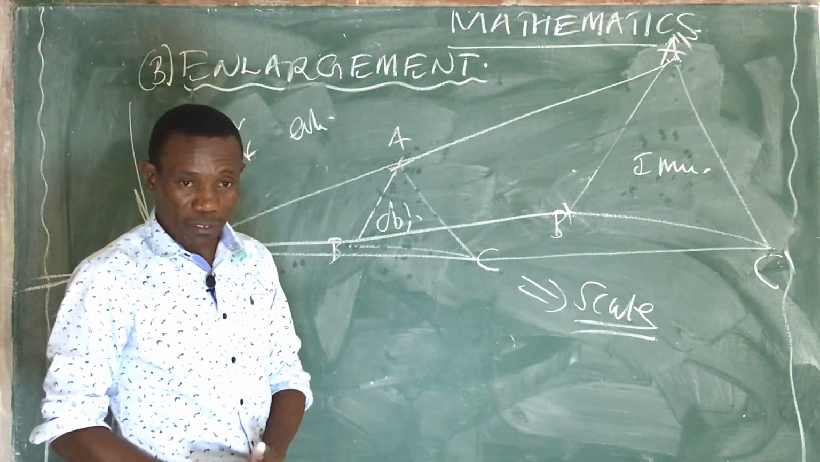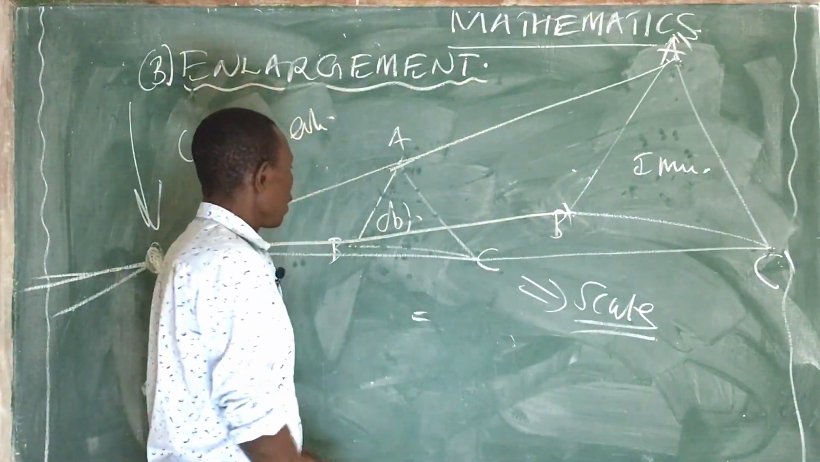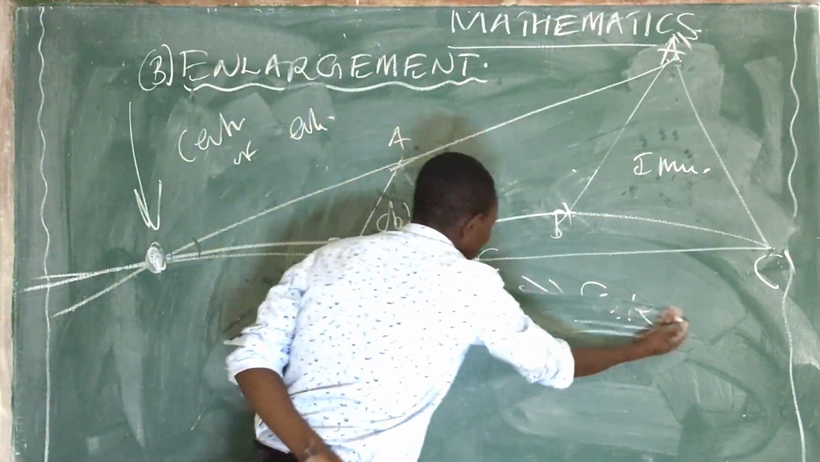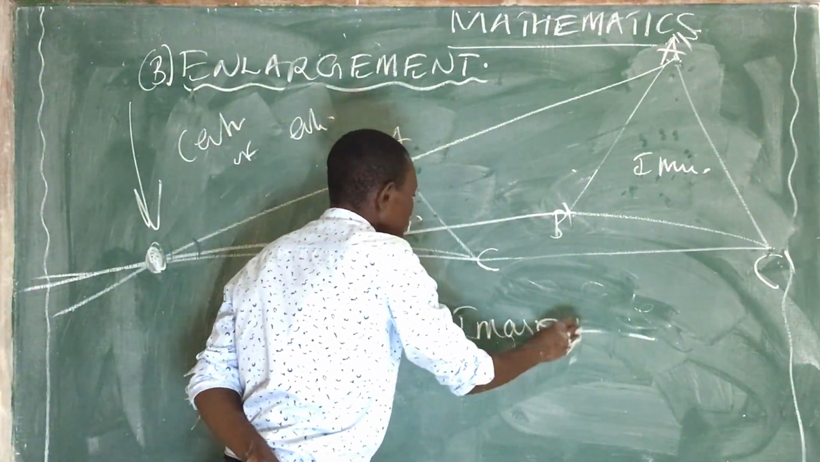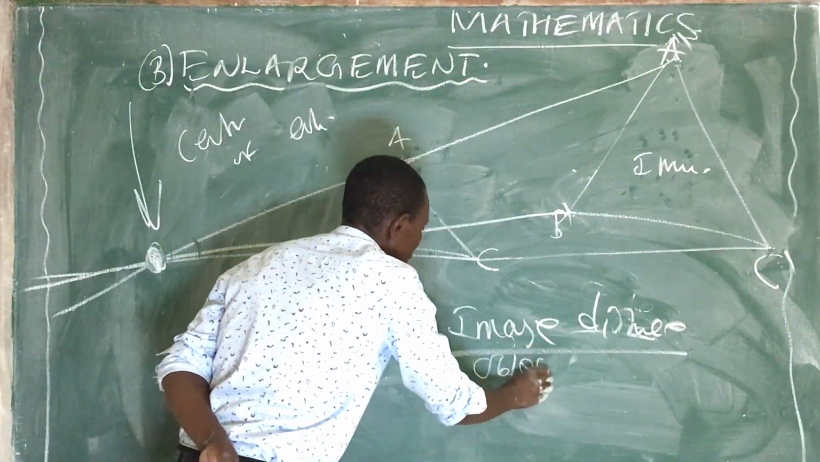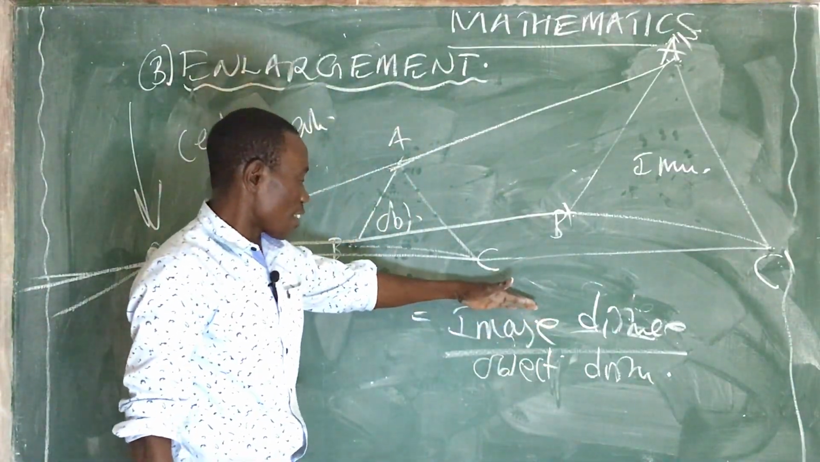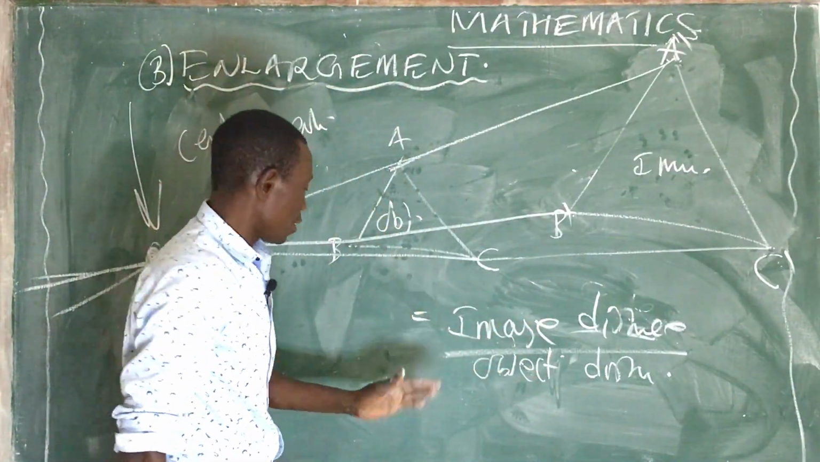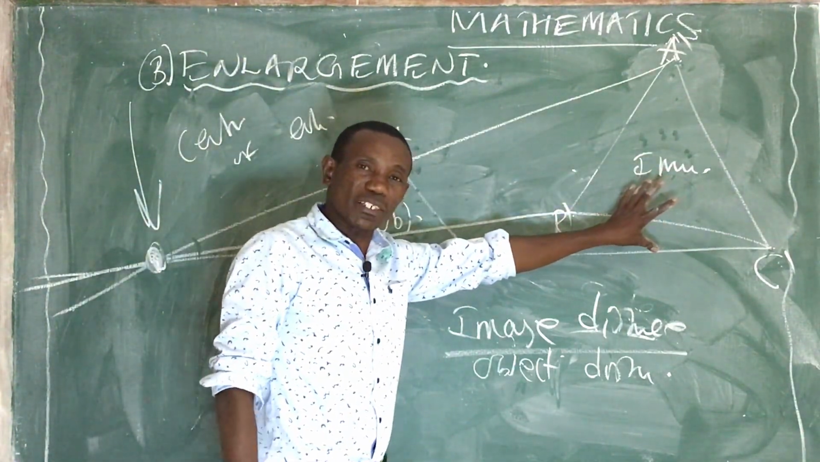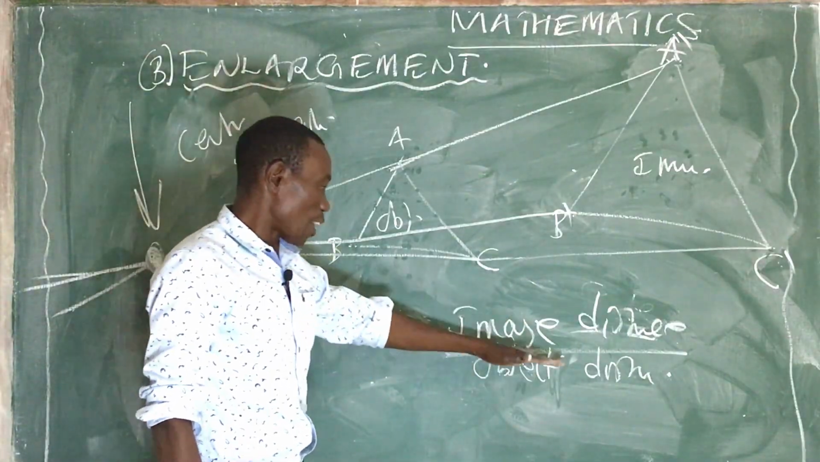So to get that number of times, what we do is this. We use a particular formula that is defined as, it's more like a ratio. You talk of the image distance, over the object distance. So when you divide the image distance by the object distance, what you're going to get is what is known as what? Number of times a particular object has been what? Enlarged. In this case, you are going to find the scale factor by dividing that by this.